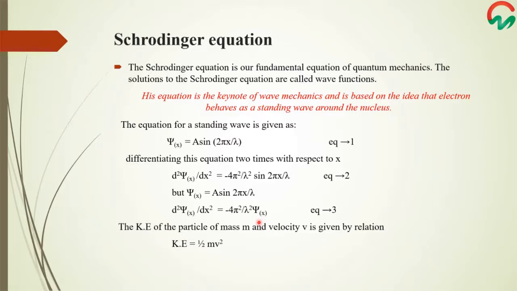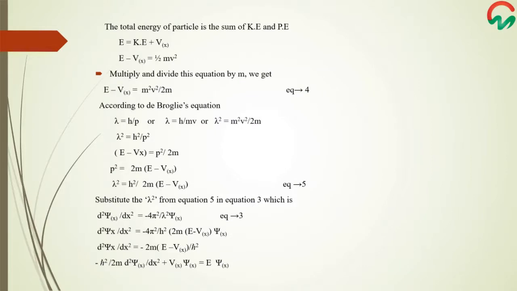The kinetic energy of a particle of mass m moving with velocity v is given by the relation kinetic energy equals 1 by 2 m v square. The total energy of the particle is the sum of kinetic energy and potential energy, and it is given as E equals kinetic energy plus V(x). Here V(x) is the potential energy. Rearranging this equation and putting the value of kinetic energy in it, it becomes E minus V(x) equals 1 by 2 m v square. Now multiply and divide this equation by m. We get E minus V(x) equals m square v square by 2m.